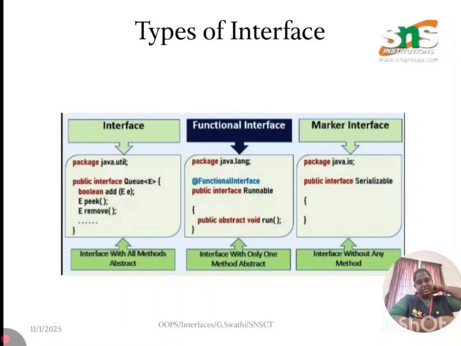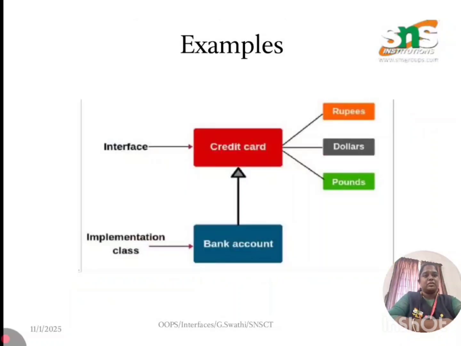And then the types of interface are functional interface and marker interface. There are two types of interface: functional interface and marker interface. We have an example like bank account, credit card, rupee, dollar. This is an interface. Credit card is an interface for all the payment modes for the bank account.